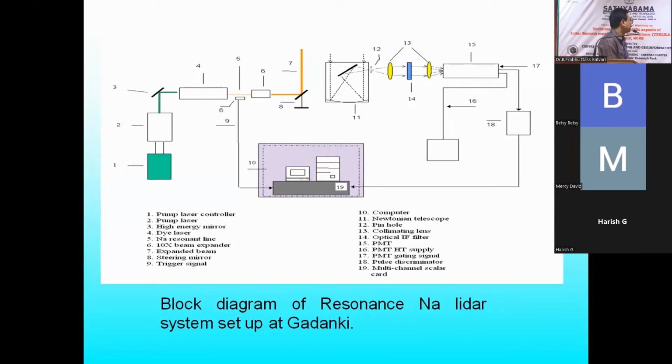And this is a typical block diagram of a sodium lidar system. See here, it is clearly observed that the Nd:YAG laser is fed to the dye laser, and the dye laser output goes to the 45 degree steering mirror and the beam expander. From the beam expander, it goes into the atmosphere. And from the atmosphere, the signal is collected by the Newtonian telescope and fed to the photomultiplier tube, then the broadband amplifier, and finally the MCS software connected to the computer. This is a typical block diagram of a sodium lidar system.